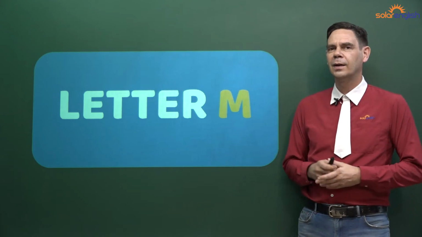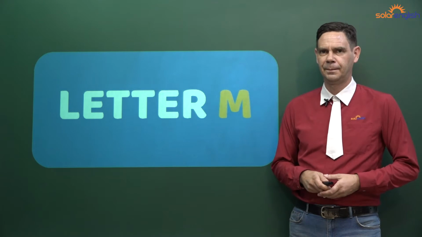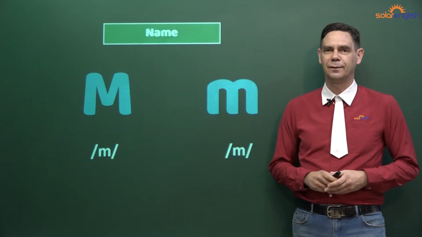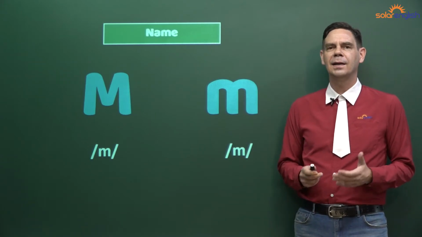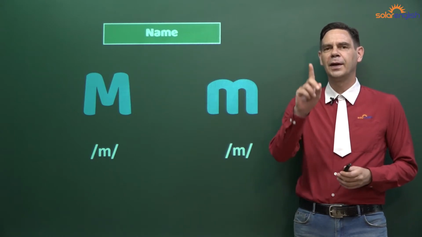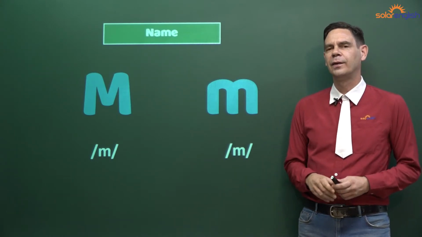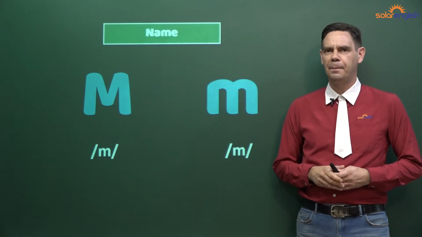So today we are looking at the letter M. So let's start just by looking at the letter itself. There you can see a big letter M and small letter M. So take your finger and I want you to trace on the board, on your screen, the big letter M.